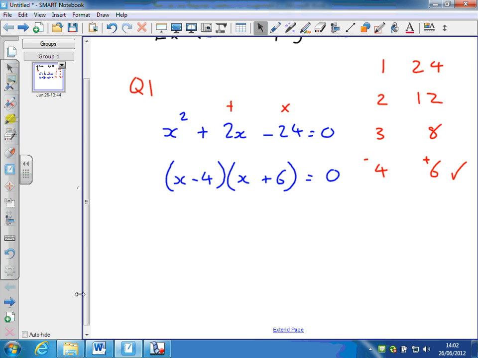How can I show that's true? Well, if we multiply out these brackets, x times x gives x squared, which is the first term on the left-hand side at the top. x times 6 gives 6x. Minus 4 times x gives minus 4x. So 6x minus 4x gets me back to my 2x again. So that's why I have to add them to get the 2. And then finally, multiplying minus 4 by 6, I get minus 24. So that's the same equation factorised.